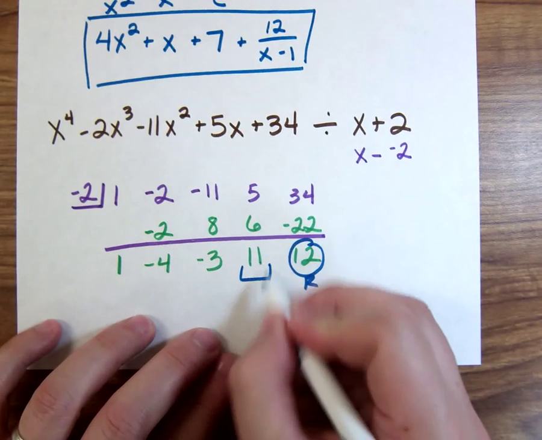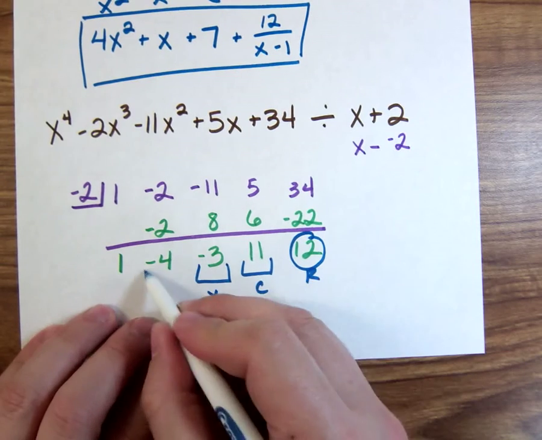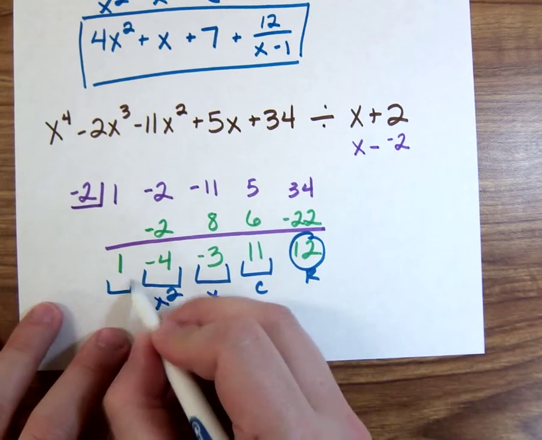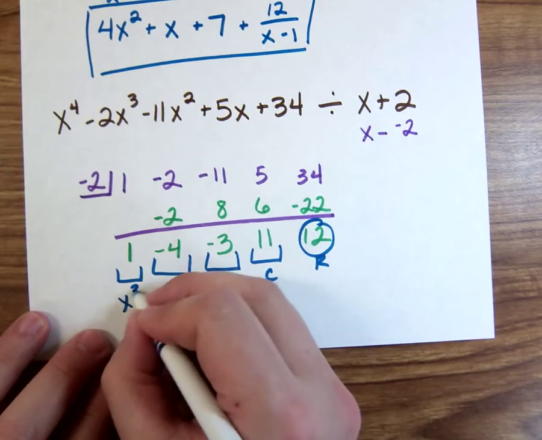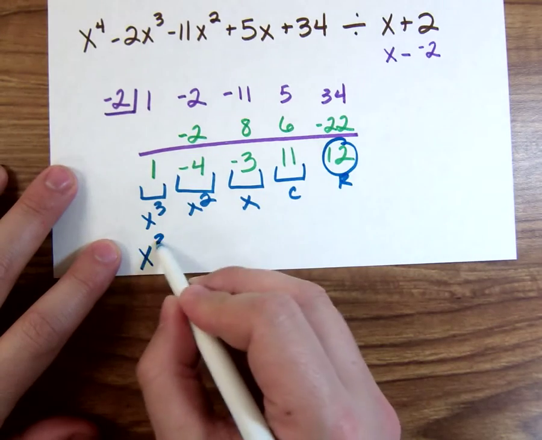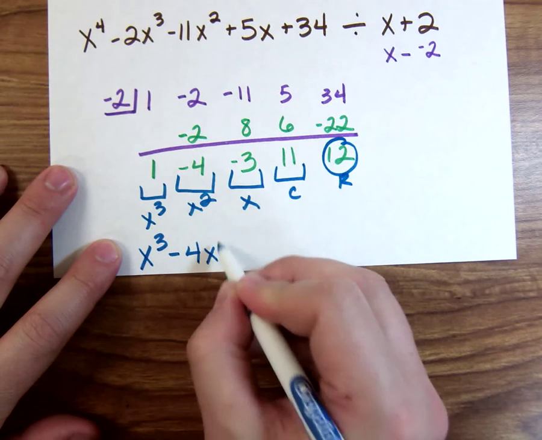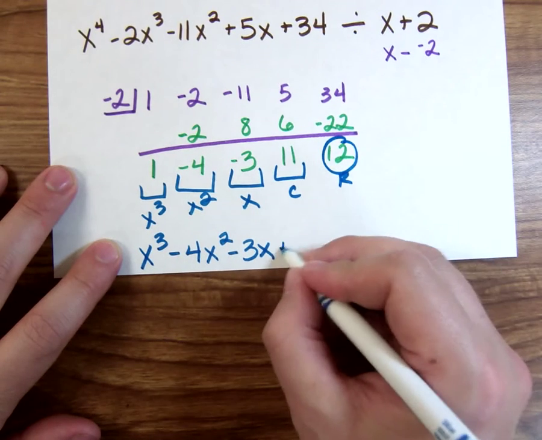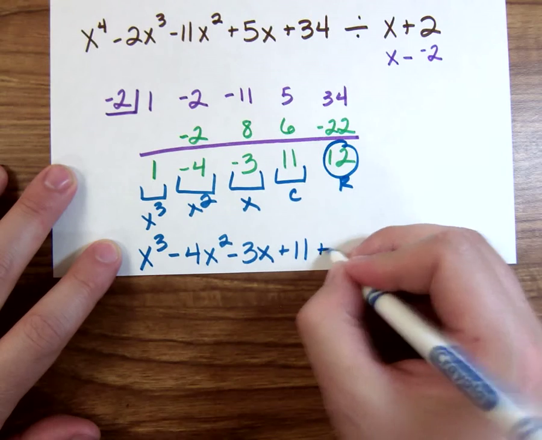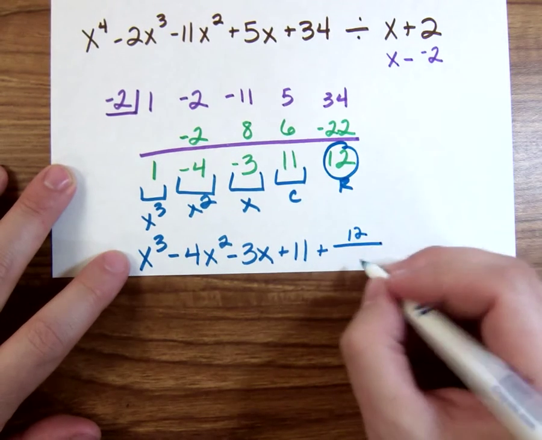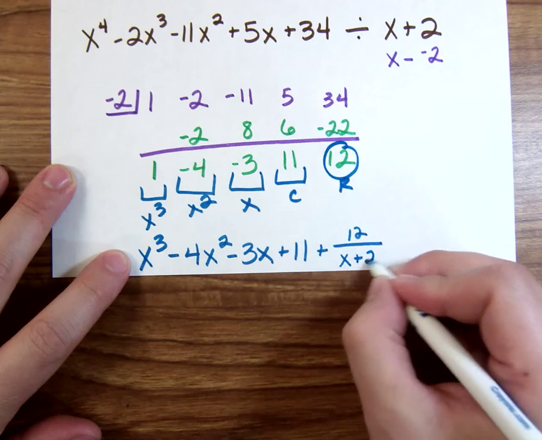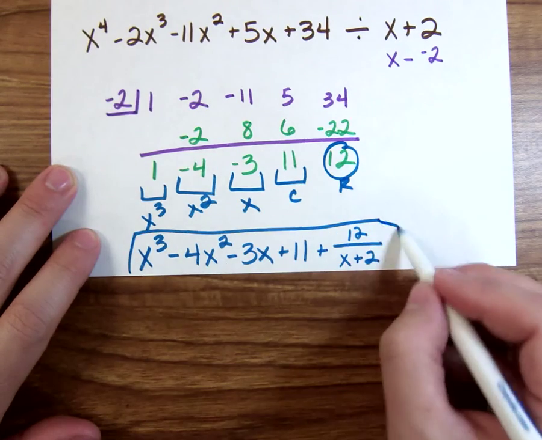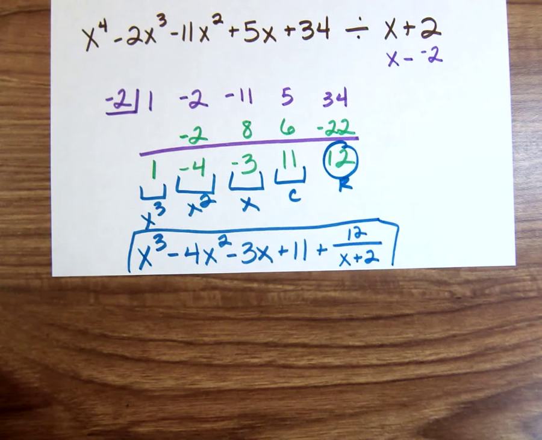Remainder, constant, x squared. What's that one going to be? X to the 3rd. Good. So my answer is 1x cubed minus 4x squared minus 3x plus 11 plus my remainder, which is 12 over x. There you go. They don't get way harder than that, to be honest.